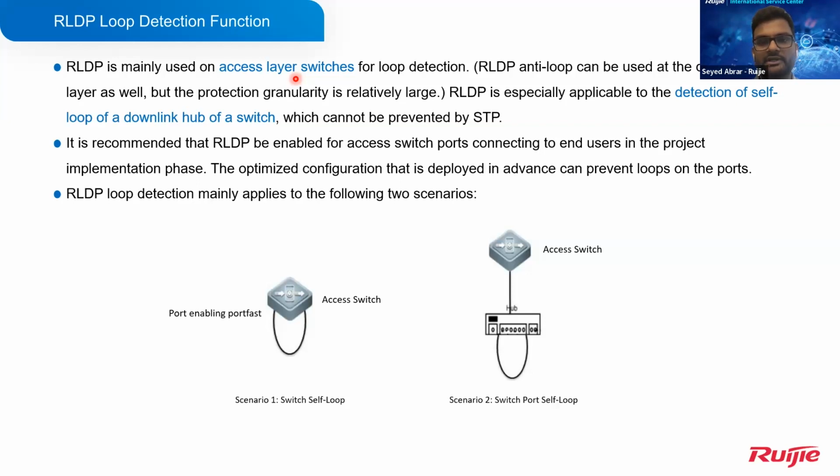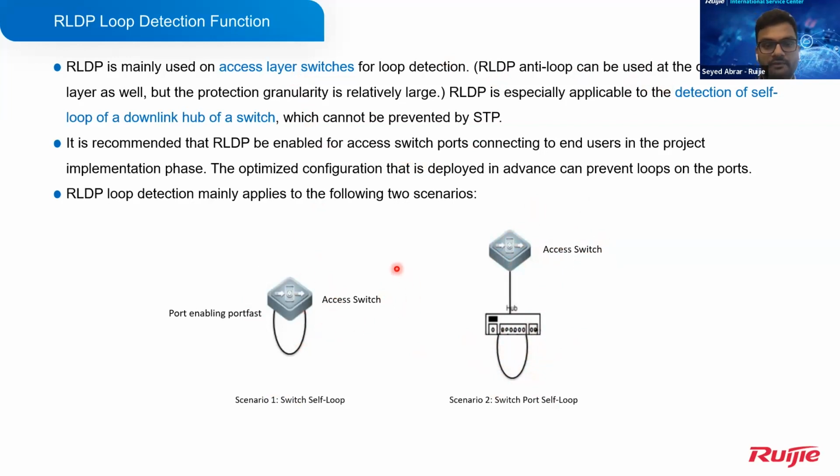there are some points where STP will not detect your loop. For example, let's say in these two scenarios, where you have a switch and then you have a hub, and there is a loop in your hub, the STP will not detect it because it's a self-loop through the hub. It's not on the switch, but our RLDP will detect it.